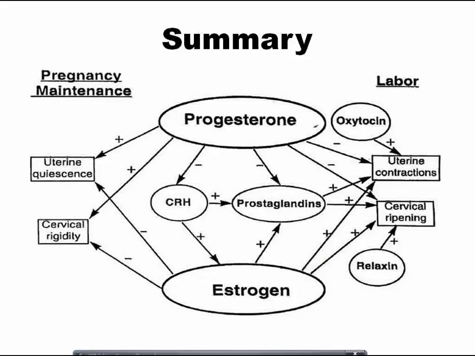So we can say that CRH, prostaglandin, along with the estrogen, which takes over or negates the functions of progesterone, helps in the induction of labor, whereas oxytocin maintains the labor contraction. It cannot induce, but once it takes over, it will continue to maintain the labor contractions till the baby is born.